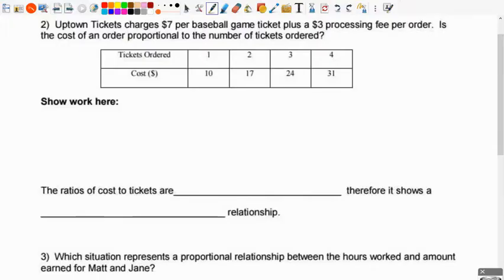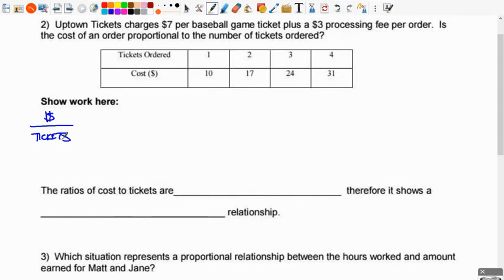In example 2, we're told that Uptown Tickets charges $7 per baseball game ticket plus a $3 processing fee per order. Is the cost of an order proportional to the number of tickets ordered? So again, we're going to use our data from the table and we're going to set up our rates. So we're going to set them up as dollars per ticket. So dollars over tickets. Go ahead and write that in there.